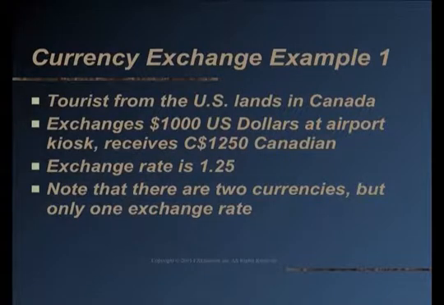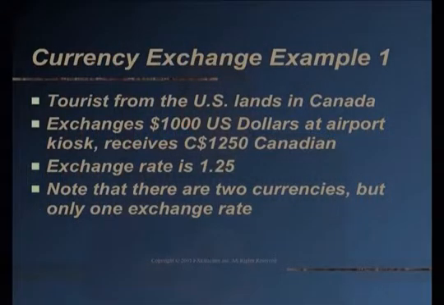For example, let's take a look at how currency transactions in everyday life might occur. Consider this. A tourist from the United States flies to Canada, and when this tourist arrives in Canada at the airport, the tourist takes 1,000 US dollars out of pocket, hands it to the man behind the counter, and receives in return 1,250 Canadian dollars. Two currencies, one exchange rate. The exchange rate is 1.25, because for every 1 US dollar, the tourist received back 1.25 Canadian dollars. Note again, there are two currencies involved, just one exchange rate.